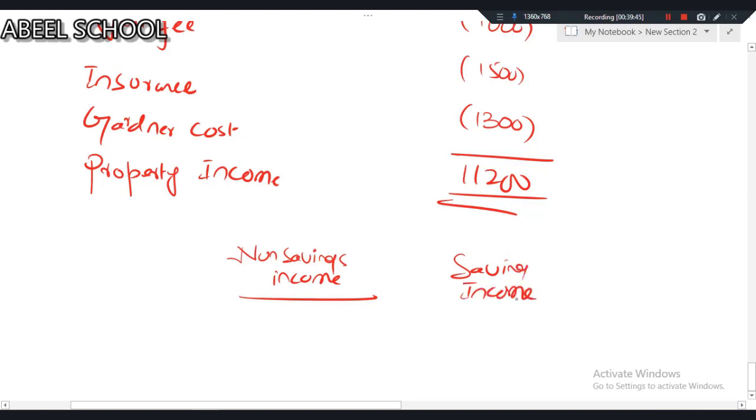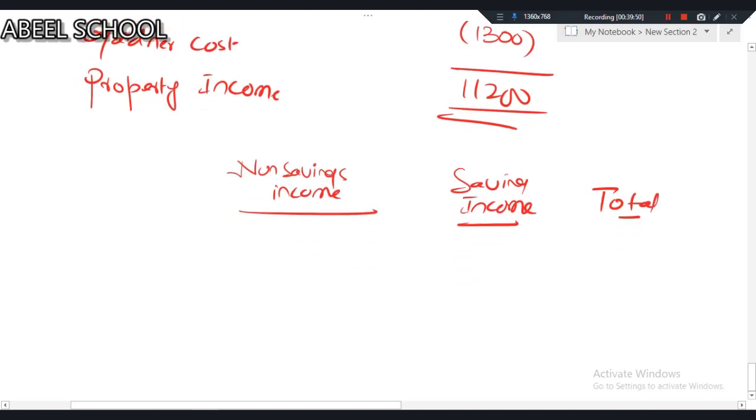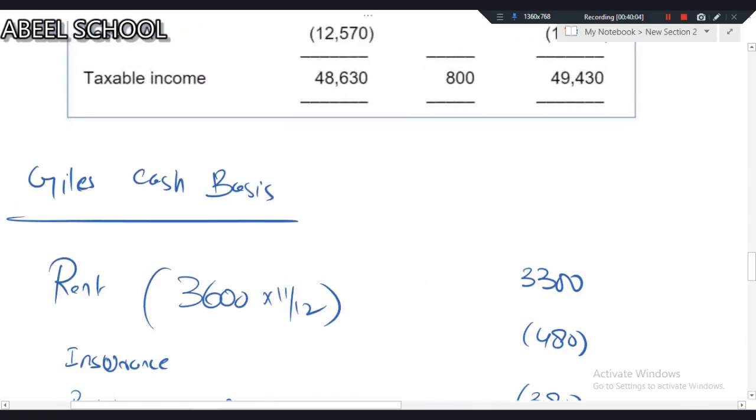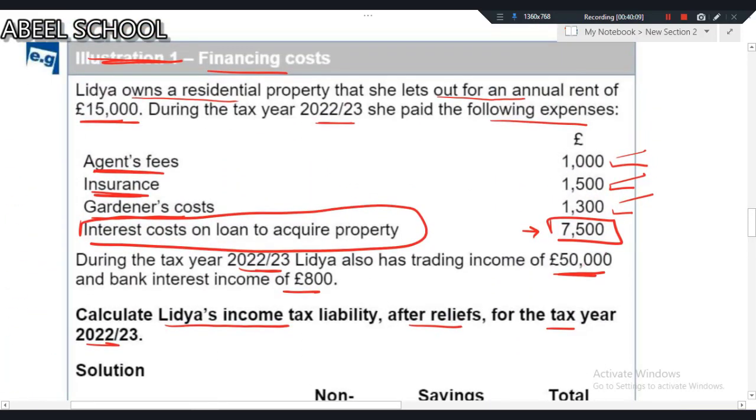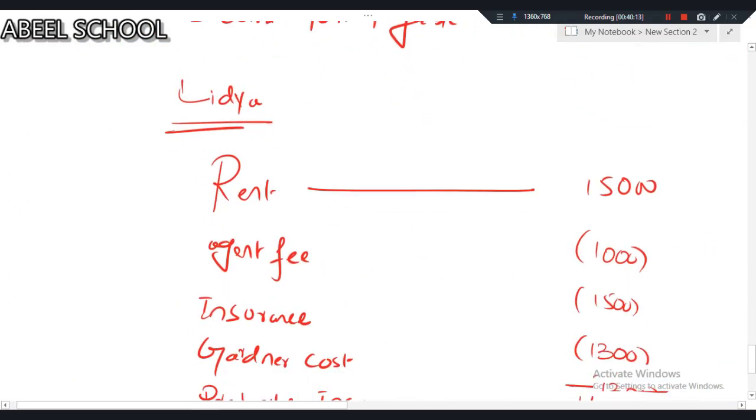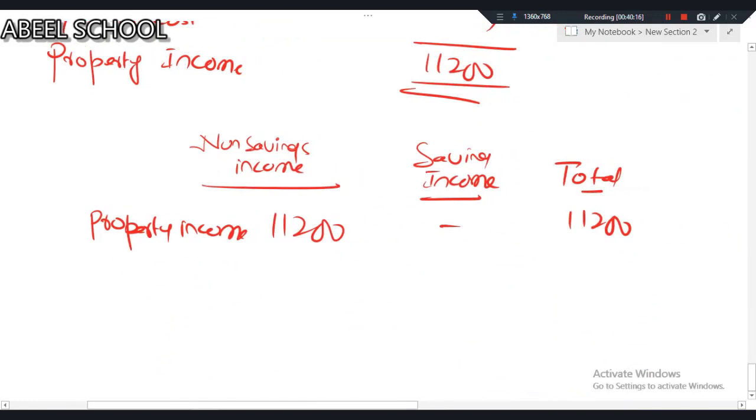Finally, we have total. Let's take the property income which we just computed. Property income is 11,200. They have given us the trading income as well, which is 50,000. Obviously, trading income is a non-saving income. 50,000, interest is 800. Trading income is also an example of non-saving income, which is 50,000.